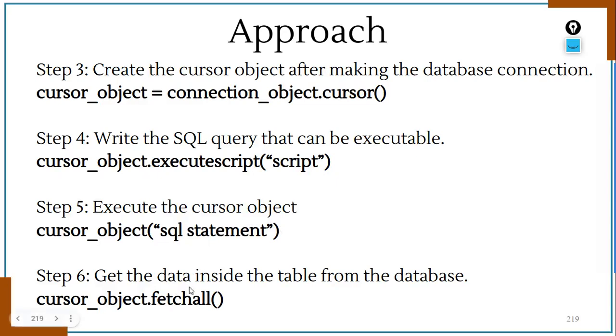Whenever we want to fetch the data from a table in the database, there is a function, fetchall, which is available in the cursor object. Using this cursor object we can fetch all the records from the tables. So this is the approach for how we can establish the connection with the database, and then execute SQL queries on the database to insert data, update data and delete data, as well as to view the data from the table.